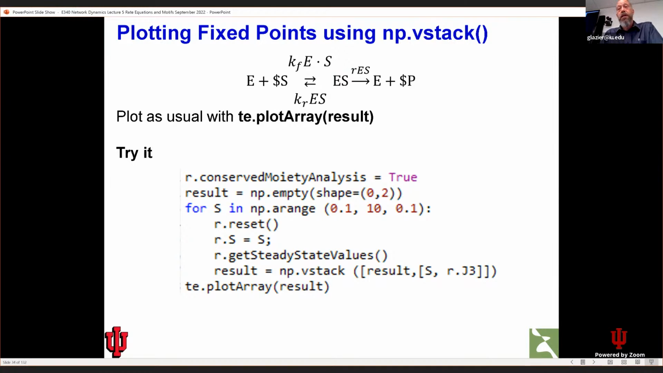This is basically, for people who've been taking Randy Beer's course, if you're going to do bifurcation analysis, the slightly clunky way that you would do bifurcation analysis in Tellurium. Because you'd be changing S continuously and you'd be looking for a discontinuous change in J3. And that would be a bifurcation.